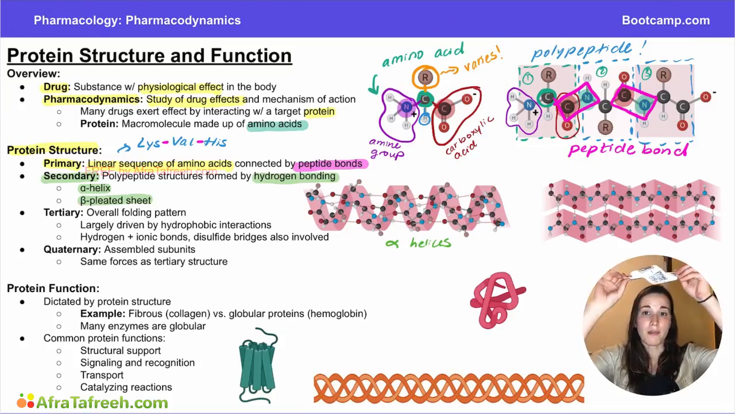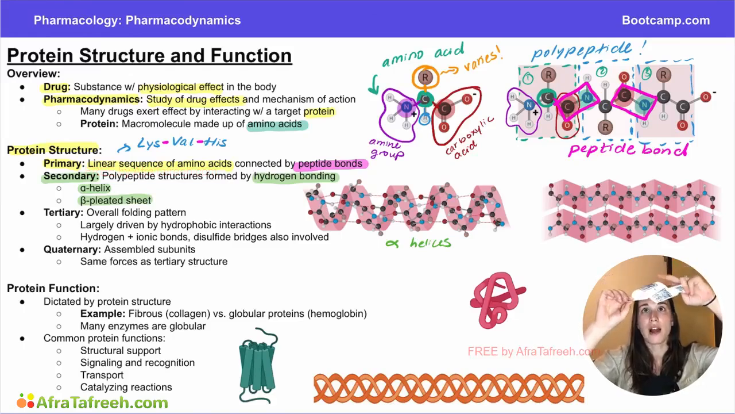But remember also that amino acids themselves are three-dimensional structures, so the R groups of the amino acids when the alpha helix forms are actually going to be pointing out from the helix, so they'll be pointing out this way.